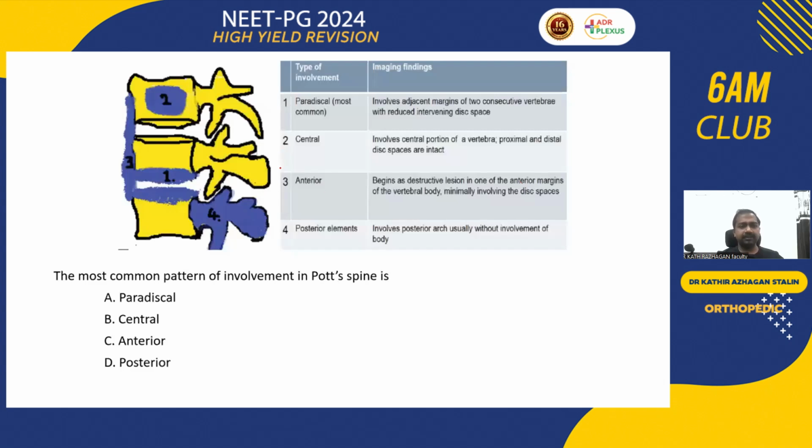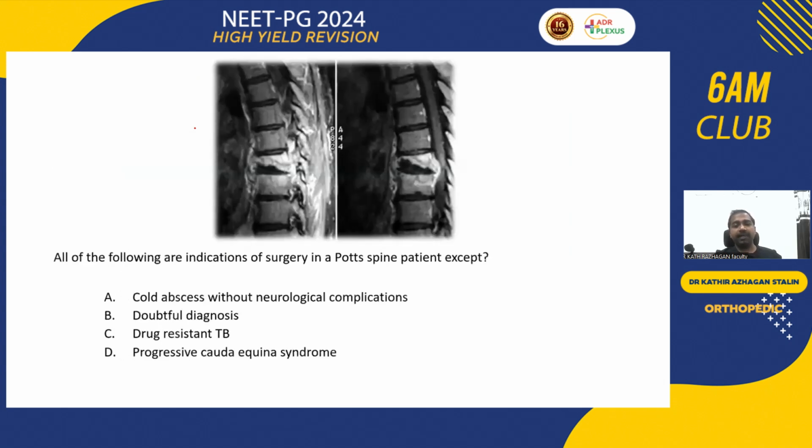Pattern of Pott's spine. The blood vessel always comes like this, and by embryology will go to the lower part of the upper vertebra and the upper part of the lower vertebra. Whenever an infection comes, it goes through the blood flow, so it deposits in 2 continuous vertebrae. So the most common type is paradiscal type.